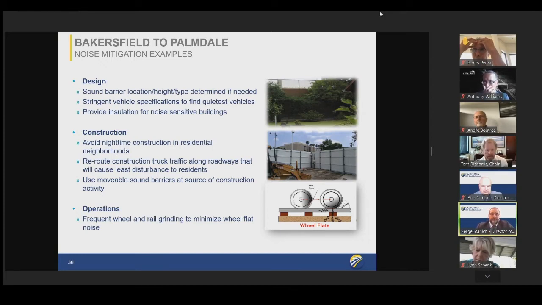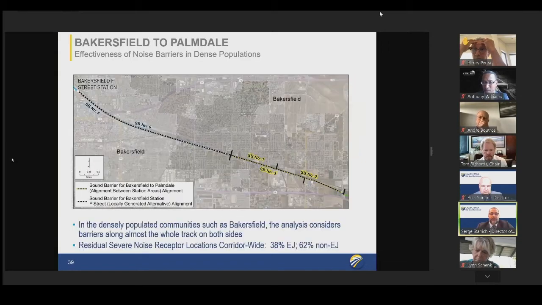Next slide, please. So I was asked regarding where are these sound walls located. So here is an exhibit where the sound walls would be included for Bakersfield. And as this is a highly urban area, we have the noise walls incorporated throughout this area where the sensitive receptors and noise mitigation guidelines would establish for that. So the difference between the blue and the yellow is where it was evaluated for the Bakersfield locally generated alternative that stops at Oswell Street. And then the yellow are the sound walls that are proposed as the Bakersfield and Palmdale noise mitigation.